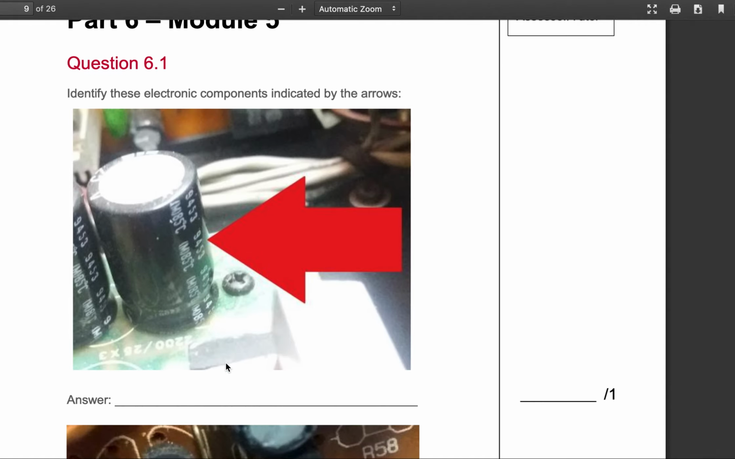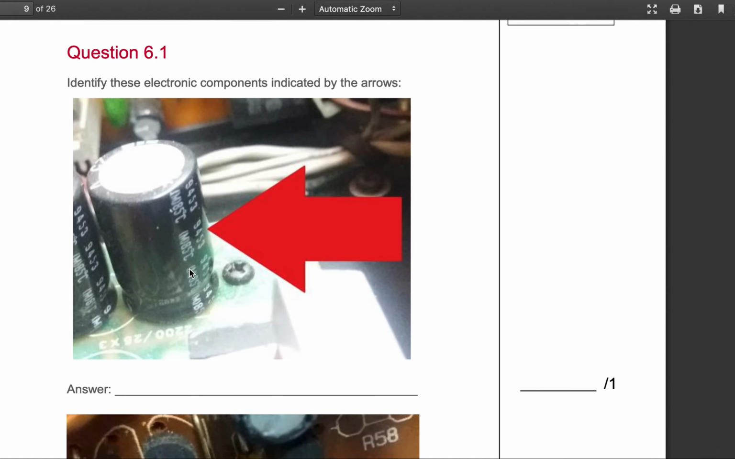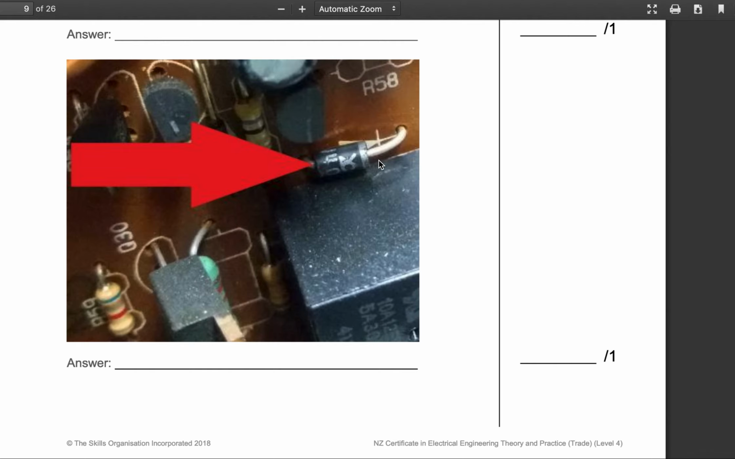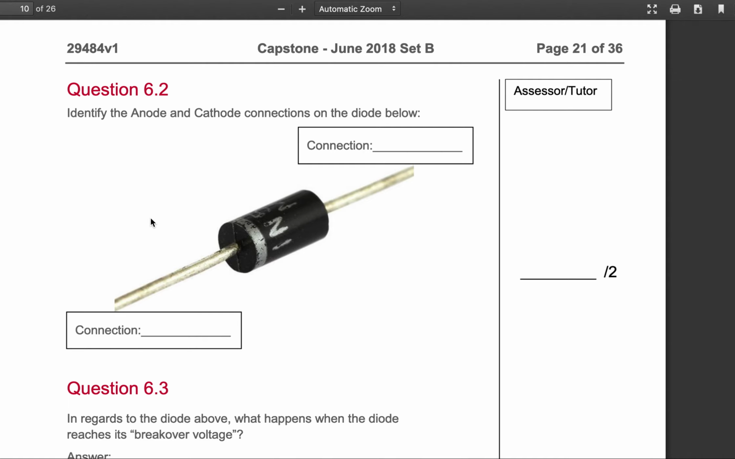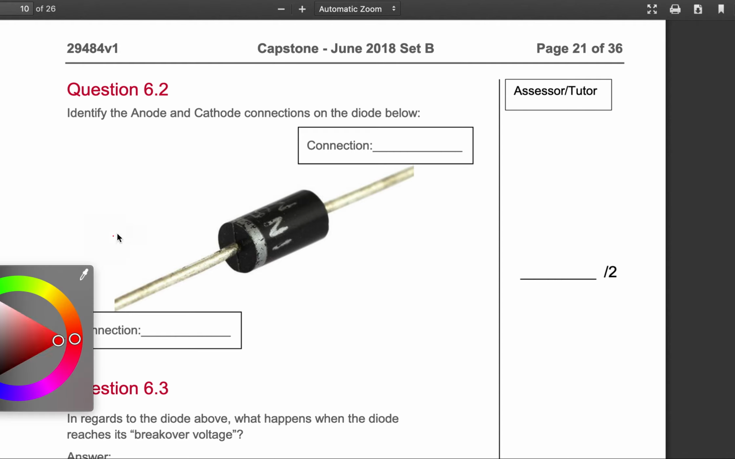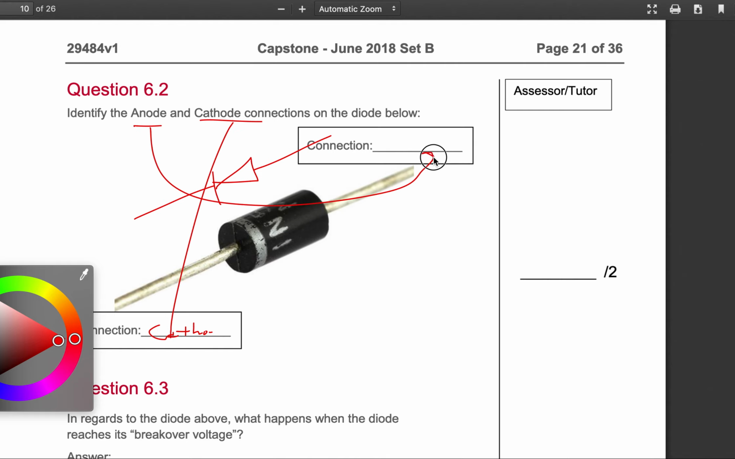Identify the components indicated by the arrows. These are capacitors, electrolytic capacitors. They are diodes. Anode and cathode. That one there's the blocking one. So that looks like that way around. That line represents the cathode. That's the cathode there, and that's the anode there.